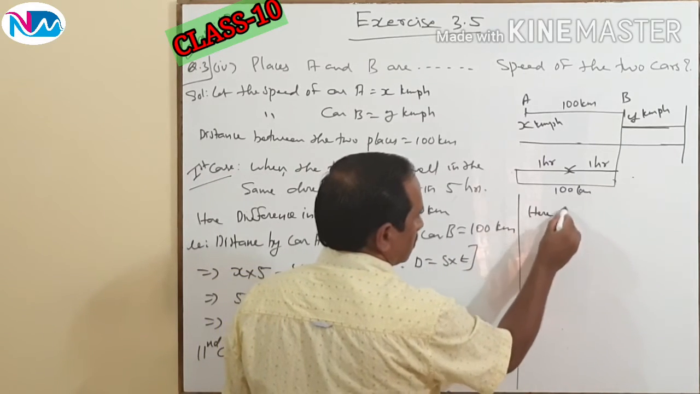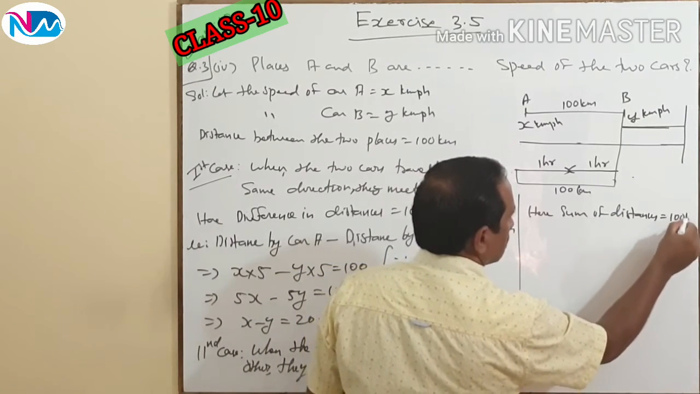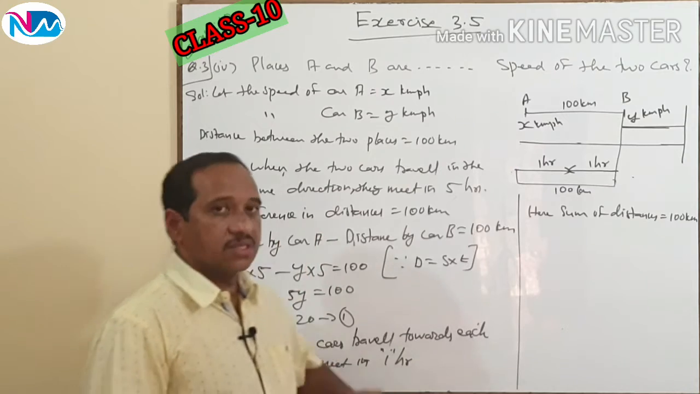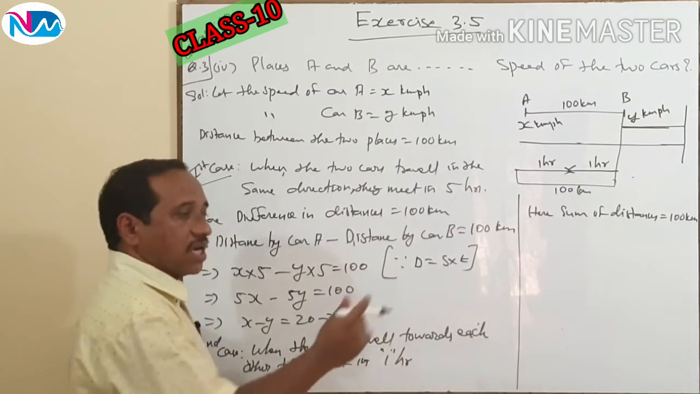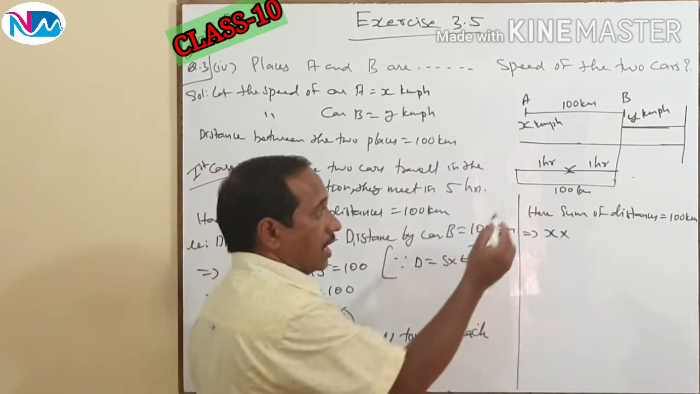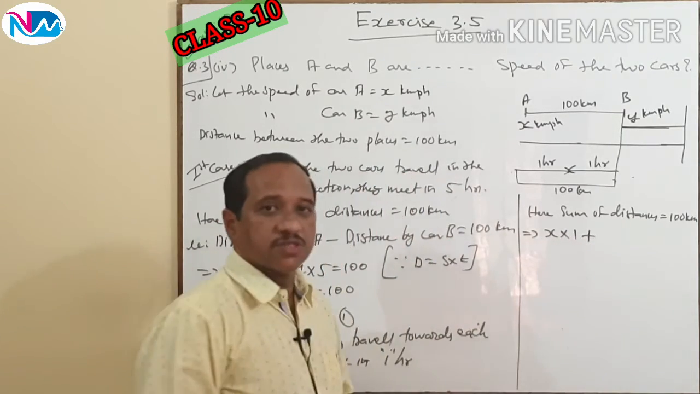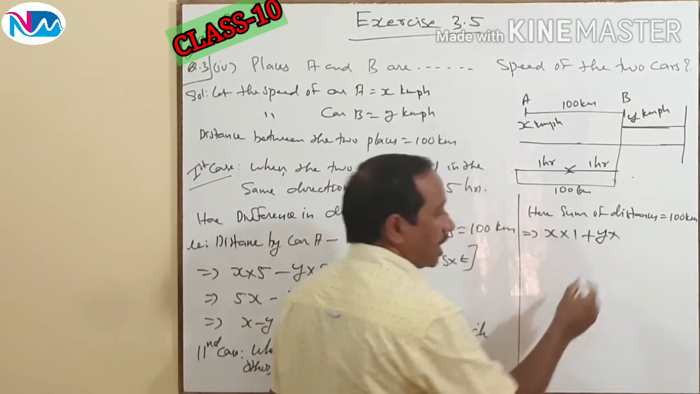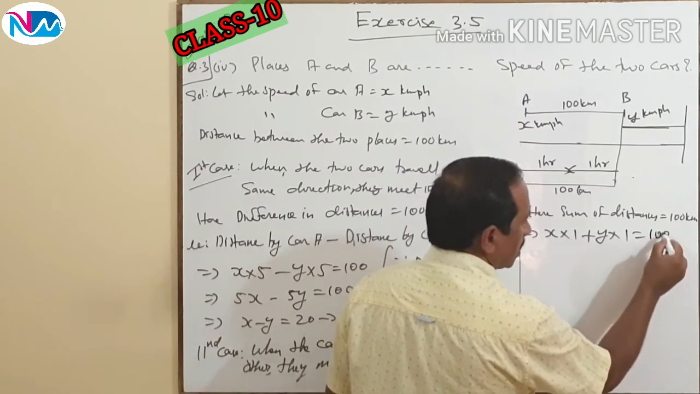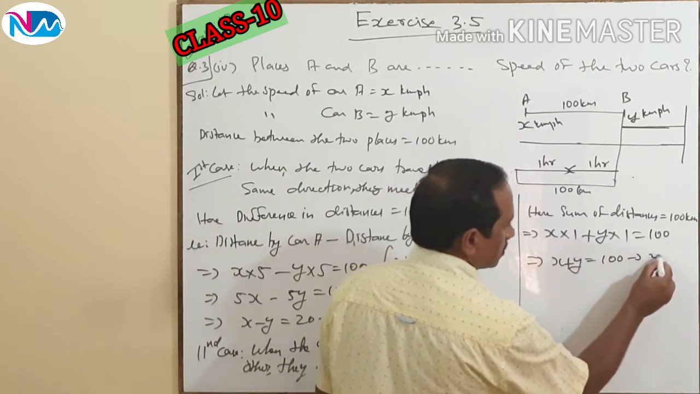Here, sum of distances is equal to 100 kilometer. Sum of distances means distance traveled by car A plus distance traveled by car B. Distance traveled by car A is, speed of the car A is x, and they meet in 1 hour means the time of journey is 1, plus the speed of the car B is y, and the time of journey is 1 hour. So x into 1 plus y into 1 is equal to 100. That gives us the second equation, x plus y is equal to 100.